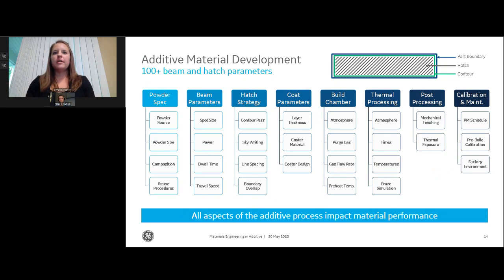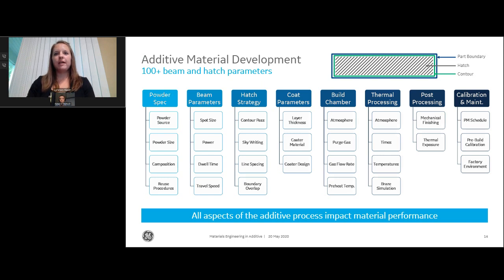So when one looks at additive material development, there are several parameters throughout the entire additive process that will impact the material performance. We talked about some of these in the powder specification. Now we're going to talk about everything related to the machine. The beam parameters, the hatch strategy, the coating parameters, and the build chamber are all going to influence your material properties at a machine level.